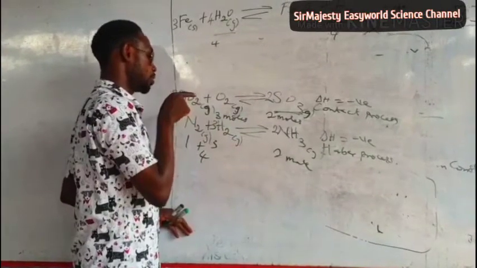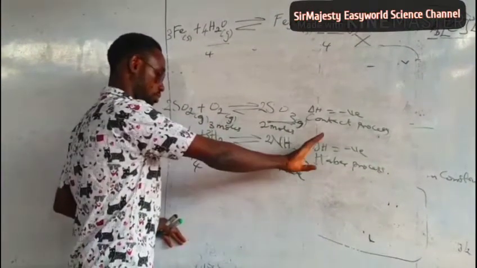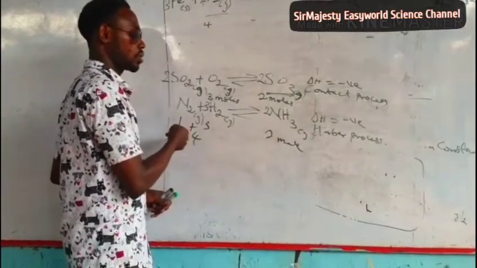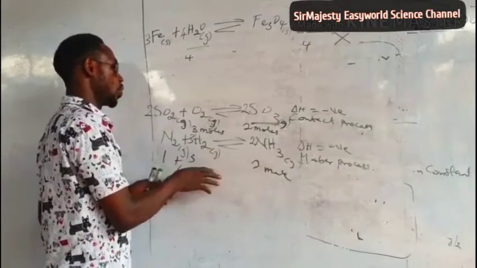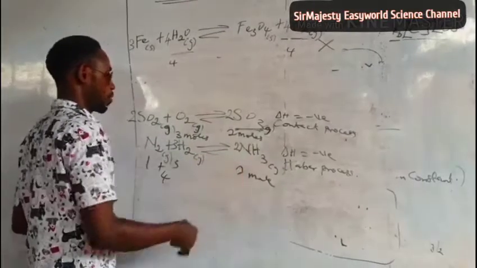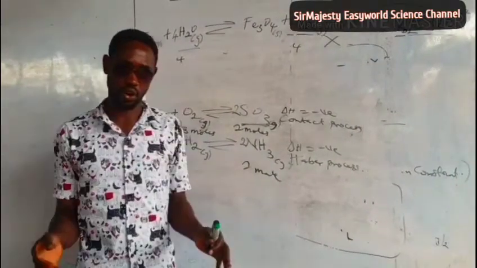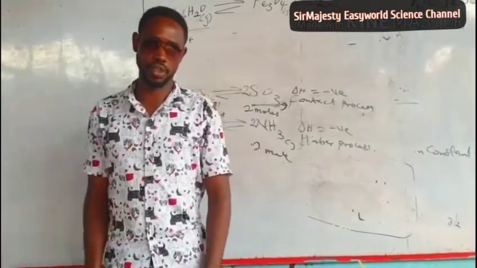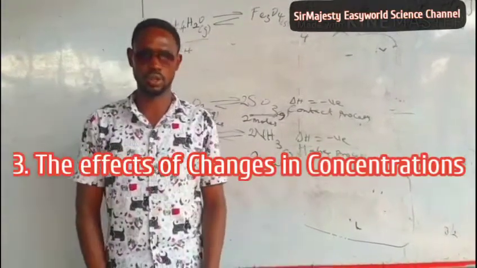Increase in pressure shifts the equilibrium to the right, meaning it favors the forward reaction and disfavors the backward reaction. Lowering the pressure of this system will disfavor the forward reaction and favor the backward reaction. So these are the conditions that must be met for pressure to have an effect on the equilibrium position of a reversible reaction. The last one is concentration.